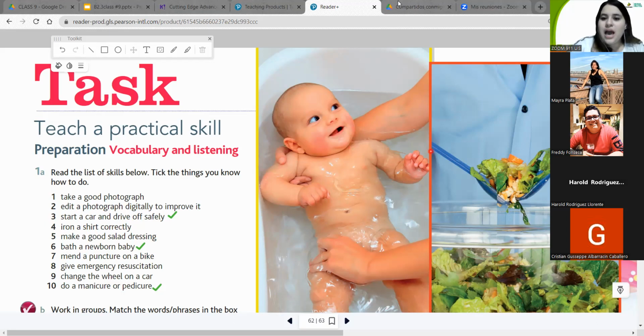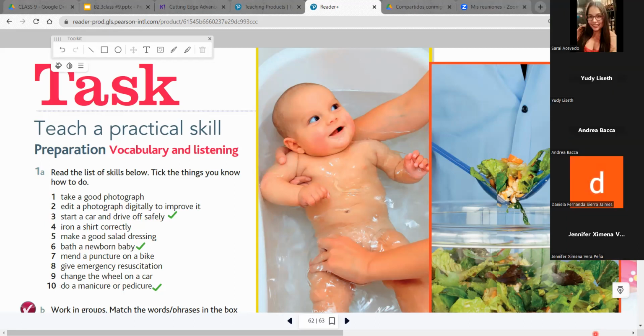You can make money out of this. And yes, there are people who made money out of it, and that's a practical skill. What about you, Diana? What is something that you know from this list? What is a practical skill from this?